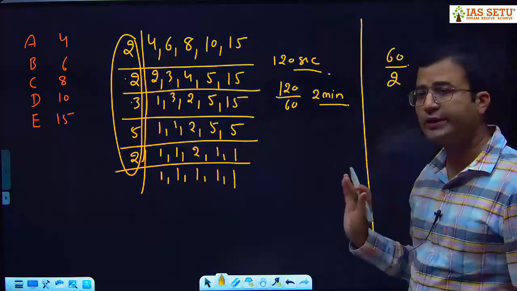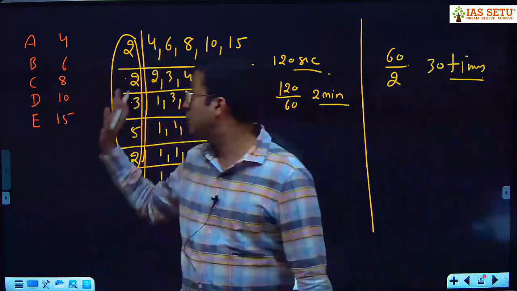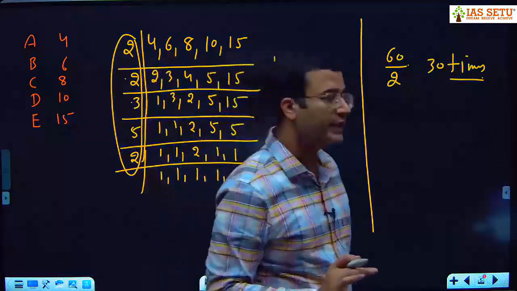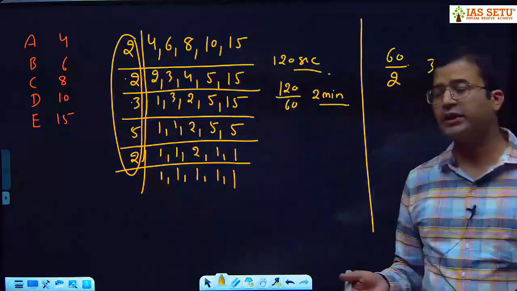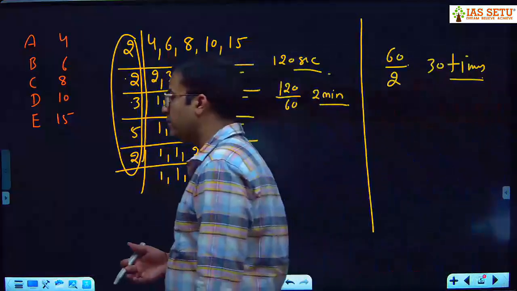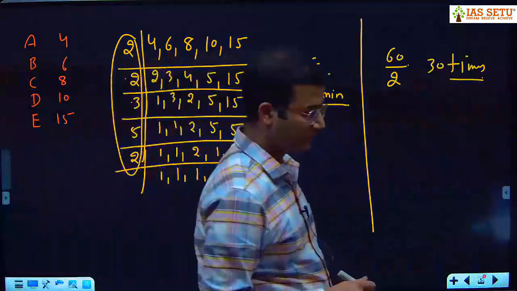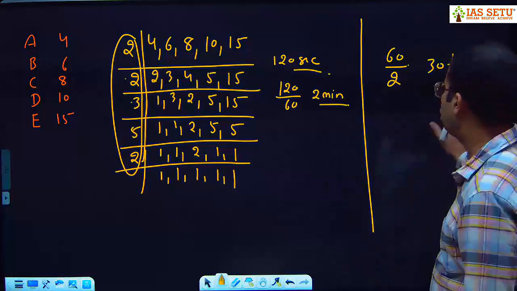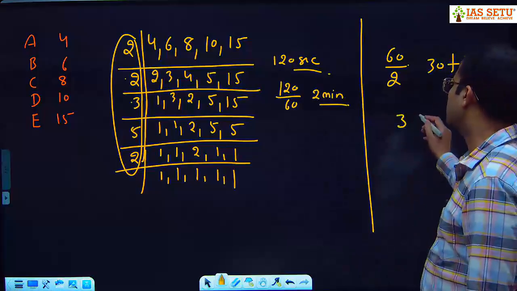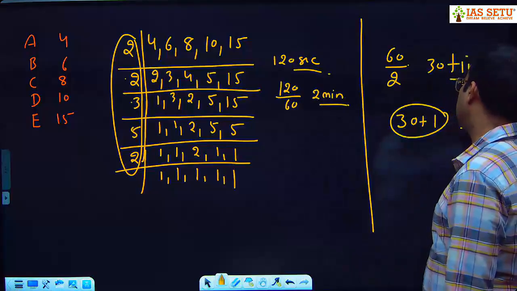Are you getting the point? Any doubt? Step number 1, we have taken LCM. We got LCM 120 seconds. We have to convert 120 seconds into minutes. So 2 minutes. Every 2 minutes, these 5 bells toll together. In 60 minutes, how many times? 30 times. Fine. But I tell you in this particular question, the answer is not 30, the answer is 31. Means 30 plus 1, 31 times.